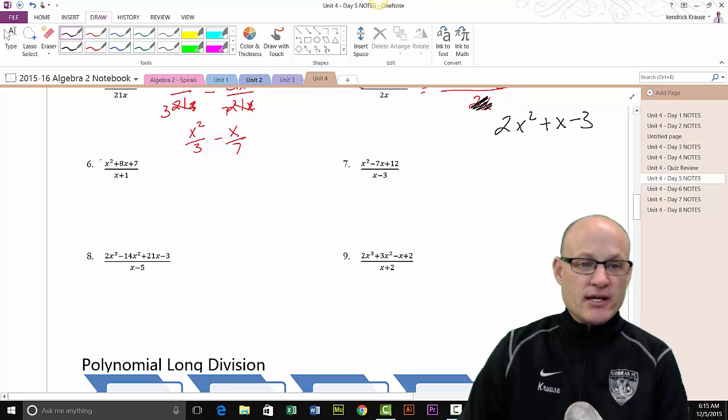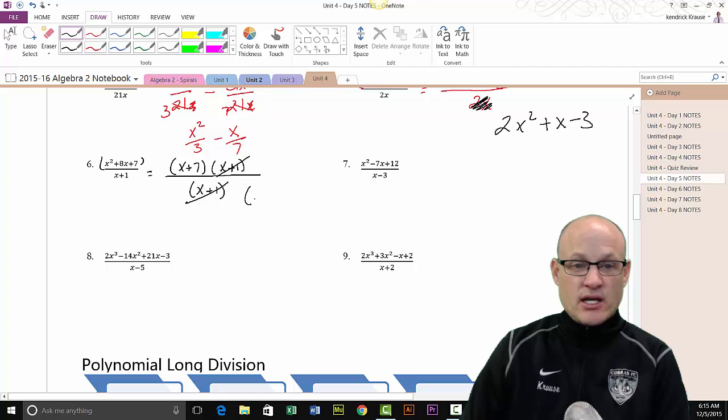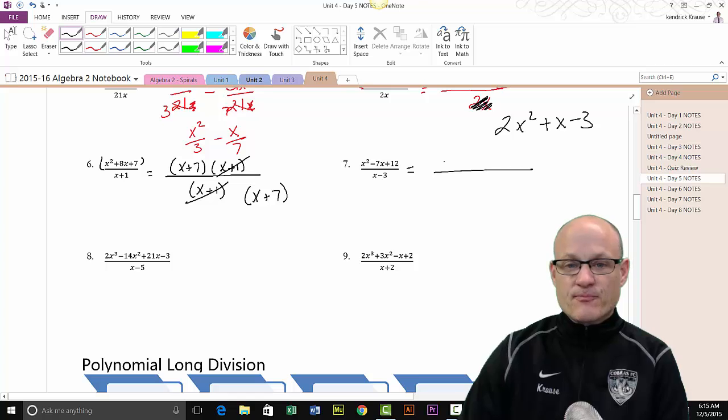Now when I get a problem like this, I can factor. I have to factor. So on the top it factors to x plus 7, x plus 1. On the bottom it's just x plus 1. And the x plus 1's cancel, and I'm left with x plus 7. Over here again I can still factor. Not bad. x minus 3, x minus 4, because those multiply to positive 12 and add up to negative 7. Notice it's x minus 3 and these cancel, and I'm left with x minus 4.